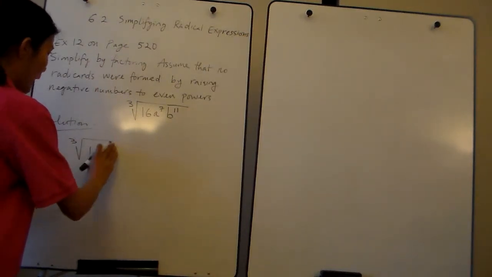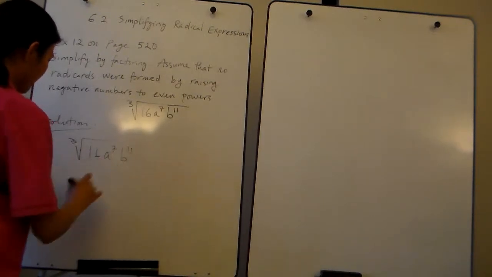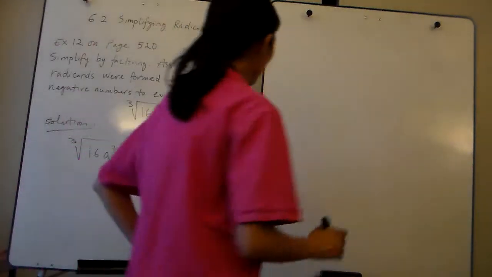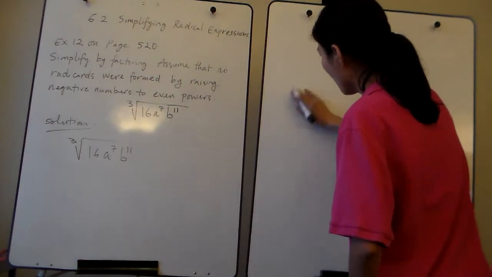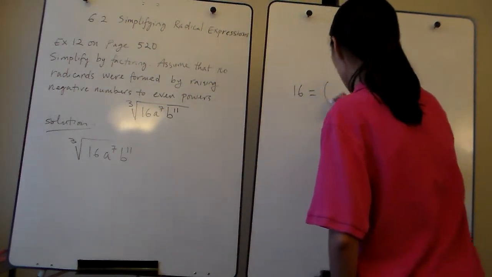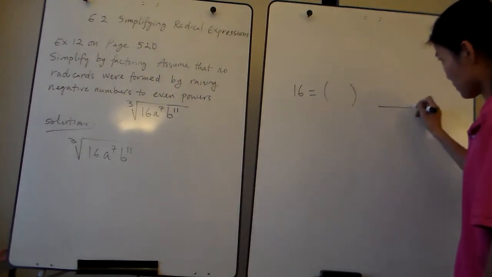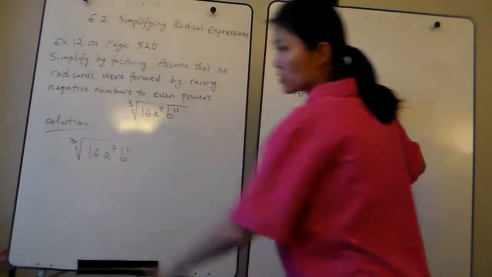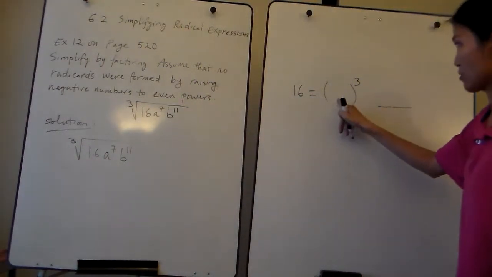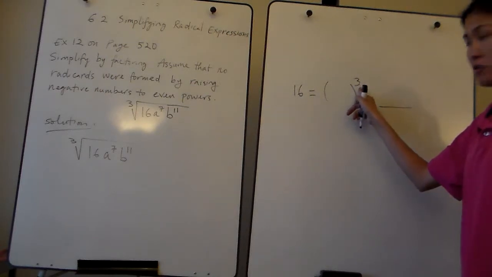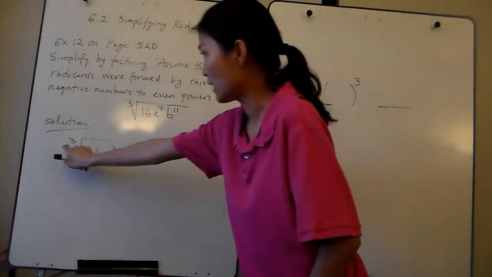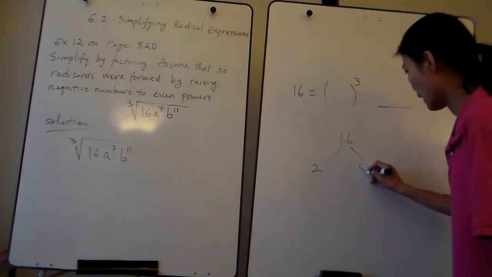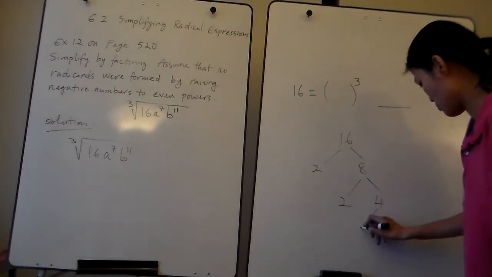The cube root of 16a^7b^11. Now 16 is not a prime, so you try to factor out 16. You're looking for factors with exponents equal to the index of the root, and the index is 3, it's a cube root. So you're looking for factors that have the power 3 that match with the index. Okay? So factor out 16: 2, 8, 2, 4, 2, 2.